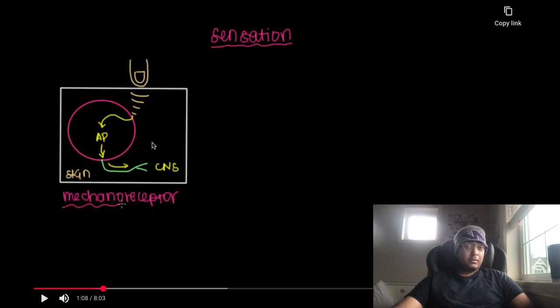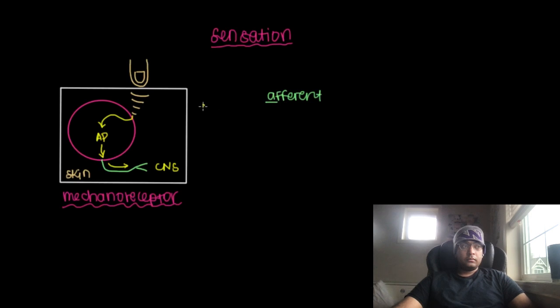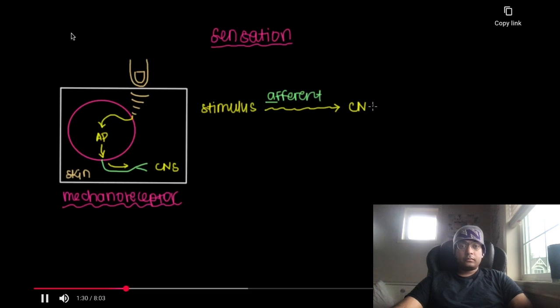So, what does that mean? That means that it's a neuron in that it directly innervates to the central nervous system. Okay, so we have a stimulus, and then we have this afferent connection.